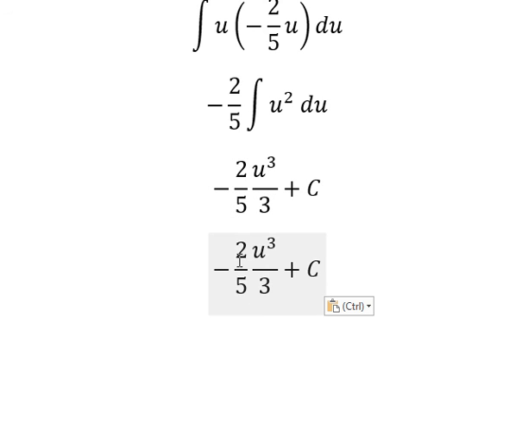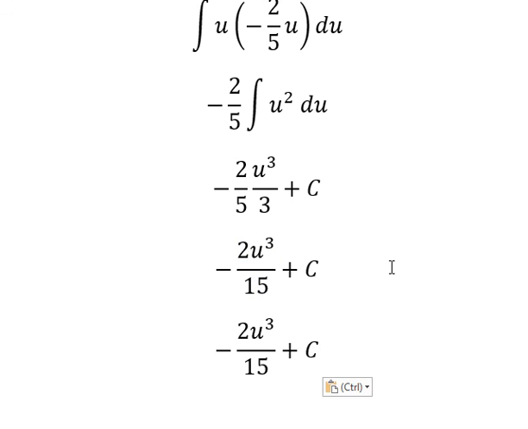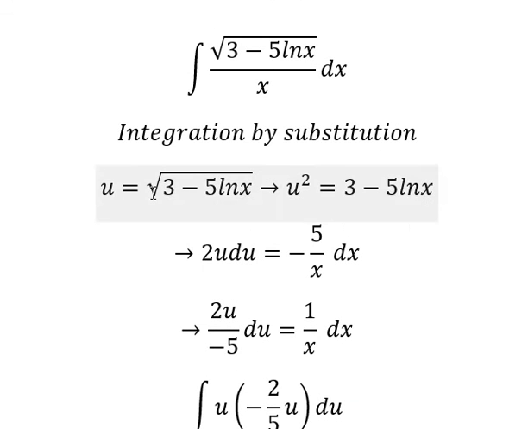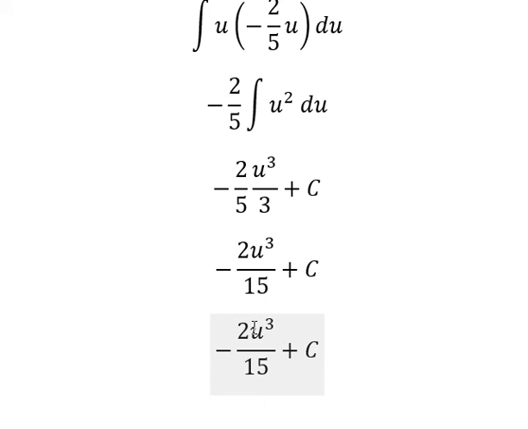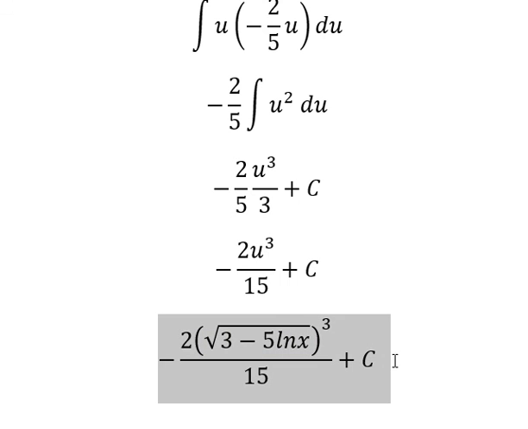5 and 3 we have 15. About u, that is this one. And here is the final answer. That is the end.